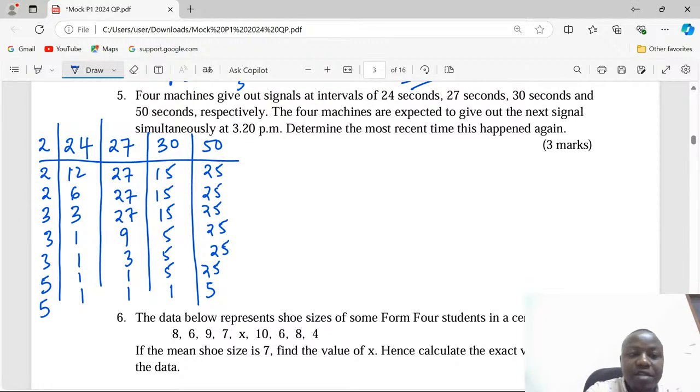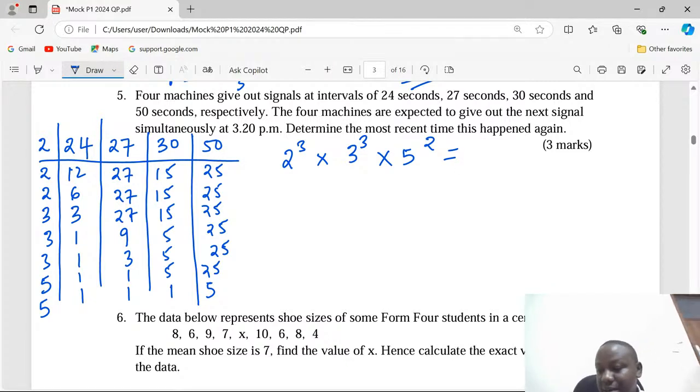So this is going to give us 2 power 3 multiplied by 3 power 3 multiplied by 5 squared, and this is going to give us an LCM equivalent to 5400 seconds.